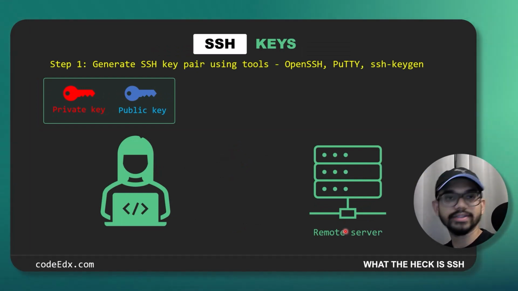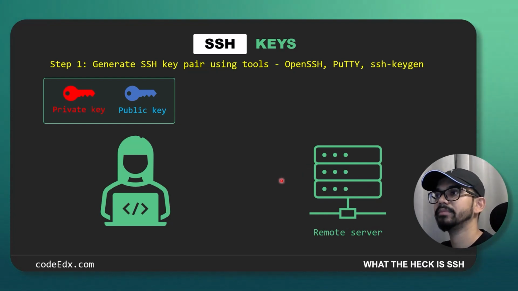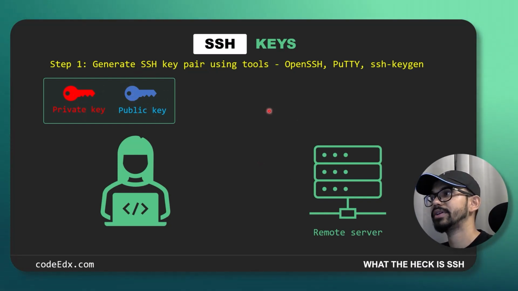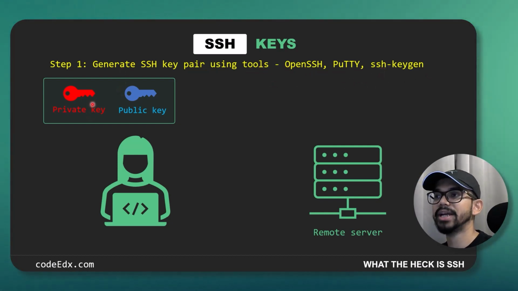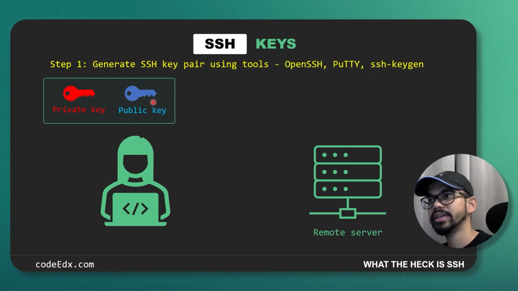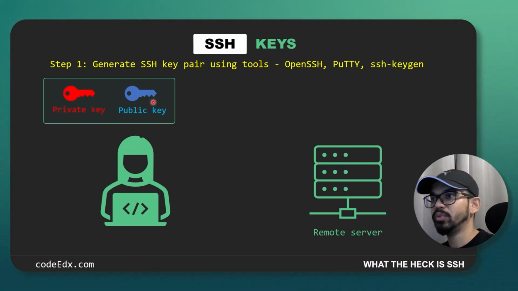Now, what are SSH keys? SSH keys are basically a key pair, and it contains a private key and a public key. Now, you can generate this SSH key pair using many open source tools like OpenSSL, PuTTY, or ssh-keygen. These are some of the popular tools. With the help of these, you can generate the private key and the public key. And even on AWS or other cloud platforms, you can generate these keys from the console itself, right? So if you go to the AWS console, you can generate this key pair. So what is the use of this key pair?